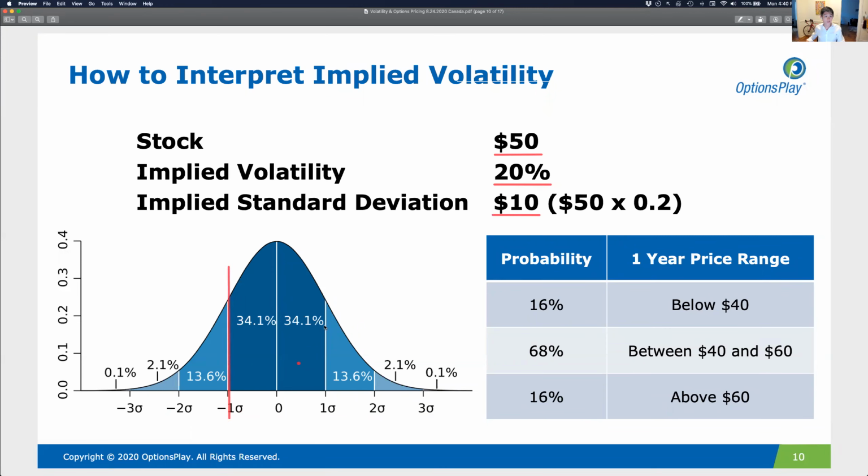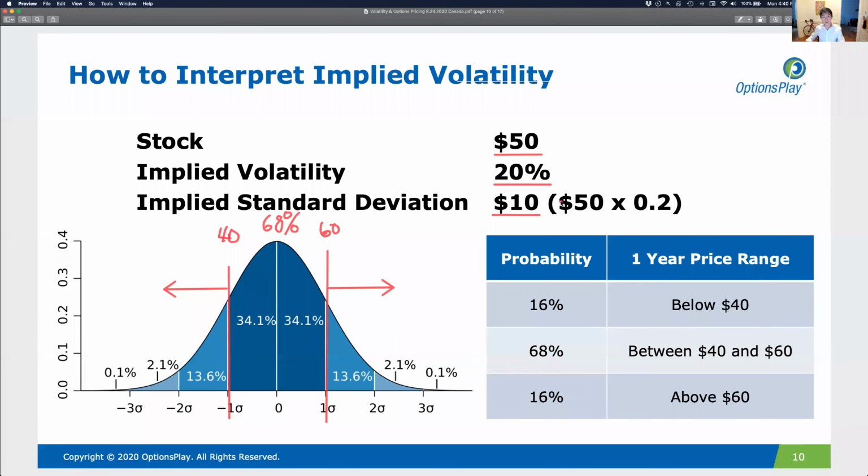One standard deviation equals roughly 68% of the time the stock will be within these two bounds. So if the two bounds are $10, what that means is that there's a 68% chance that the stock will be between $60 and $40. The stock's currently at 50, and we're saying there's a 68% chance that the stock will be between 40 and 60. There's only a 16% chance that the stock will be below 40, and a 16% chance that the stock will be above 60, because that's $10 above and below the current price.